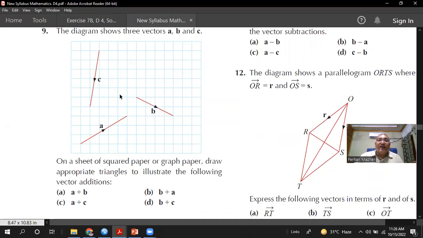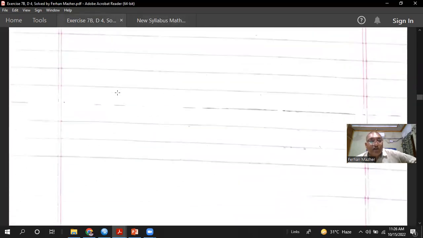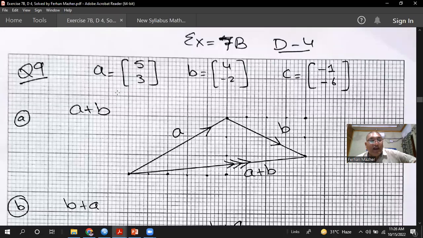So I can write its column vector. And here you see 1, 2, 3, 4 steps it has moved on the x-axis, and 1, 2, and minus 2 steps on the y-axis. If you look at here, this is minus 1 on the x-axis, 1, 2, 3, 4, 5, 6, minus 6 steps on the y-axis. So A can be represented with the column vector 5, 3, B can be represented with the column vector 4, minus 2, and the C can be represented with the minus 1, minus 6.